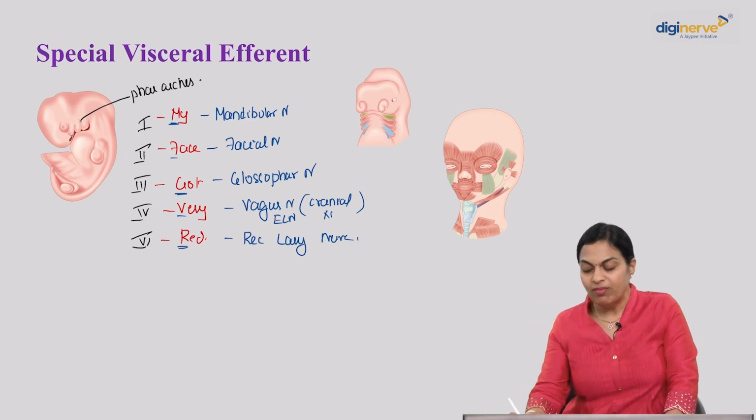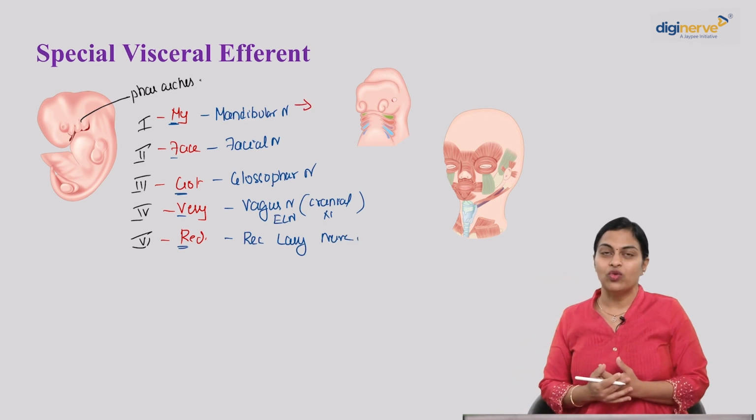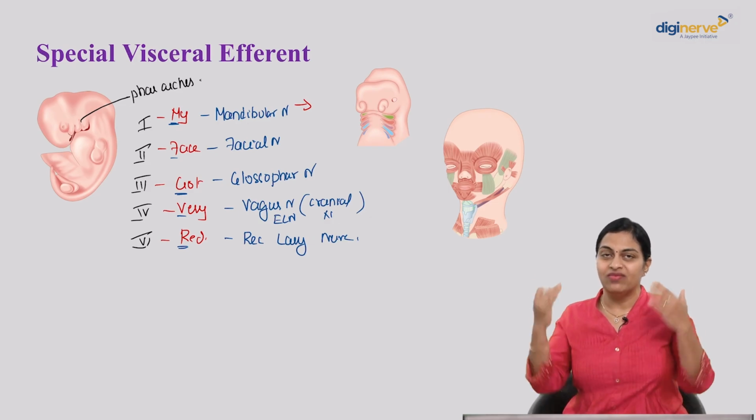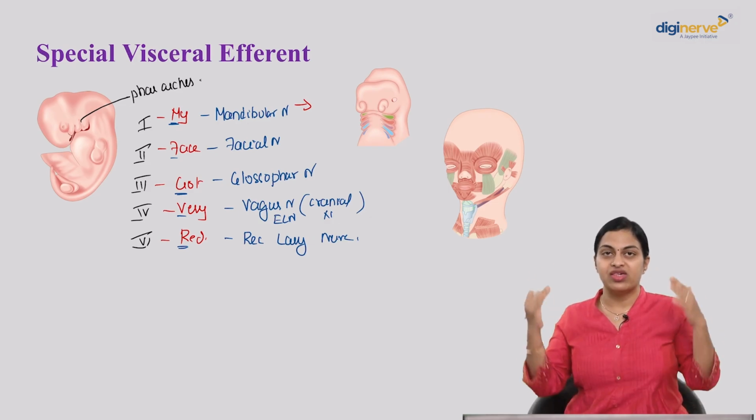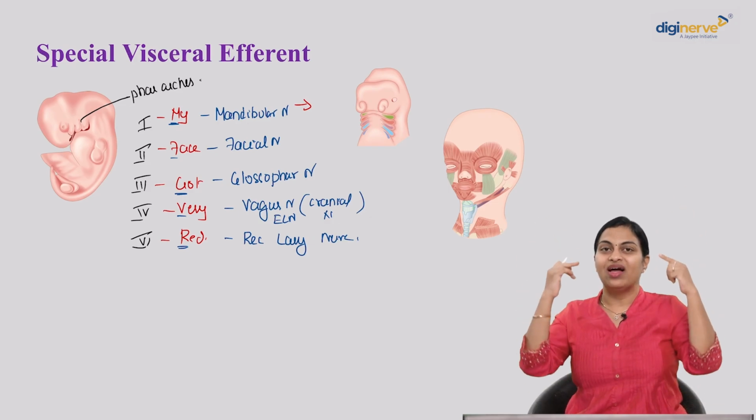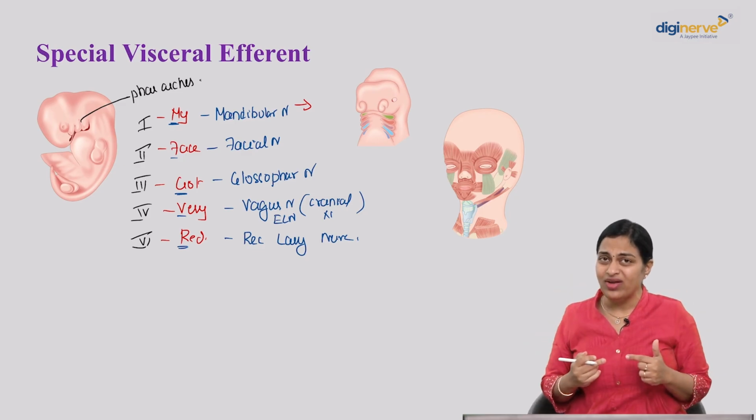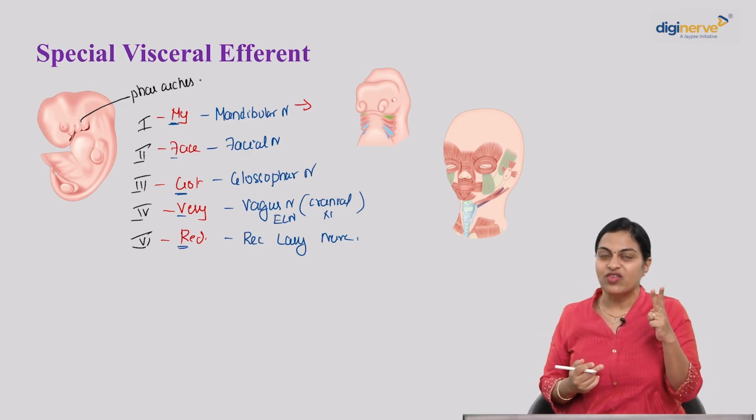Okay. So mandibular nerve, can you list out what are the muscles innervated by mandibular nerve? The 4 muscles of mastication. Masseter, temporalis, medial pterygoid, lateral pterygoid. 2 tensors, what are they?